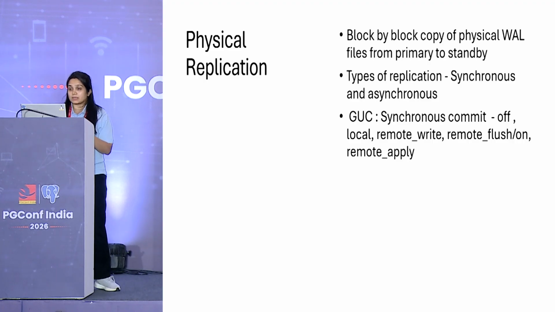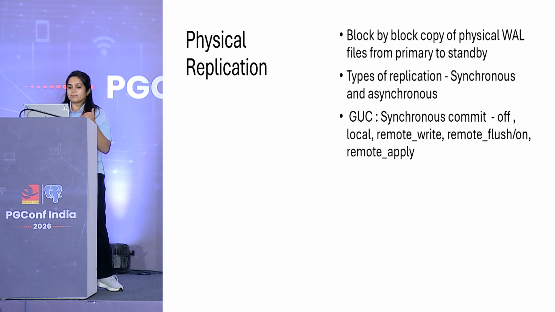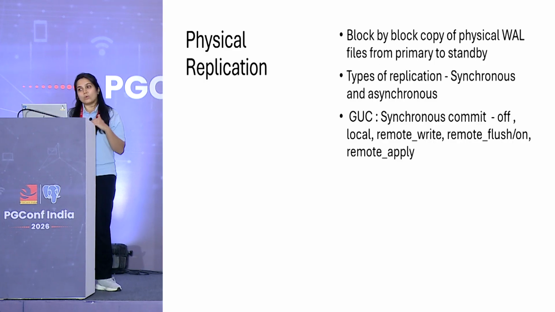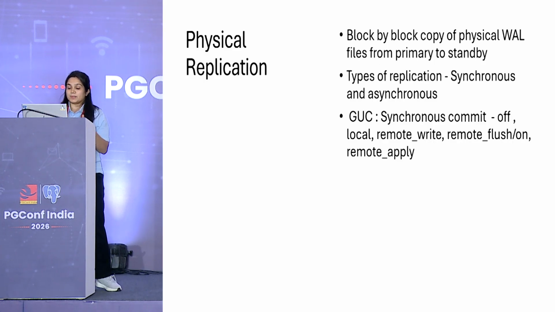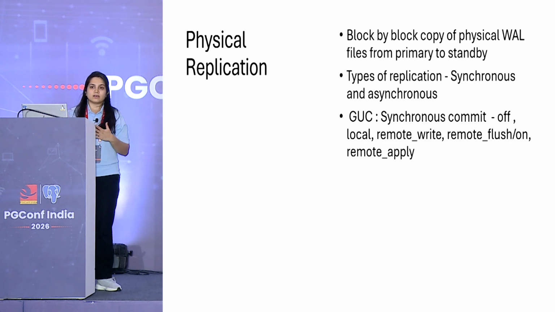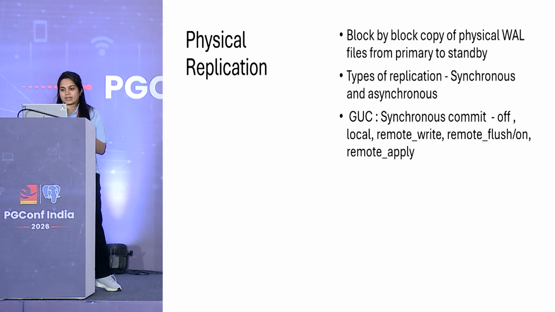The next mode is remote write, which basically commits a transaction on primary only if the transaction has been written to a WAL file on standby. This does not mean it has been flushed, but just written to a WAL file. There is remote flush, which, as you might guess, means the transaction is considered committed on primary after the transaction has been flushed on standby. This is also named as on in the GUC file. So if you set it to on, it will actually work as remote flush.